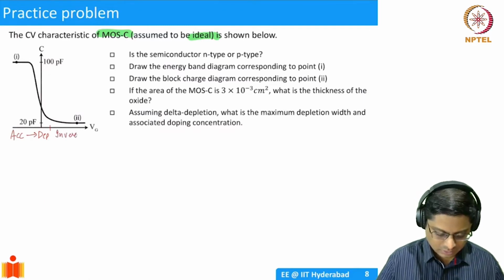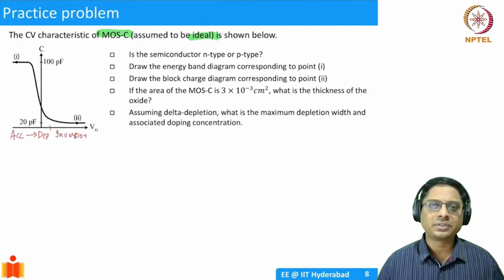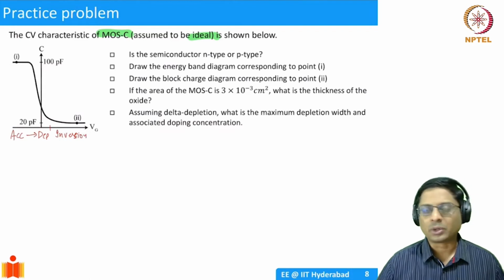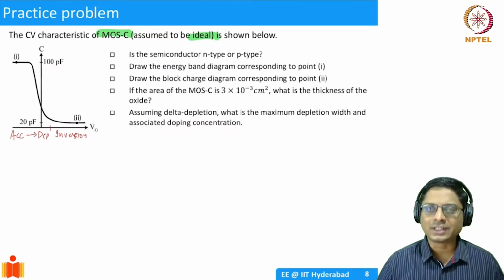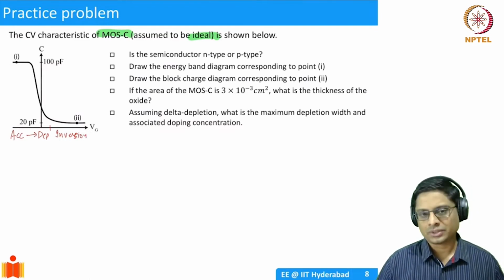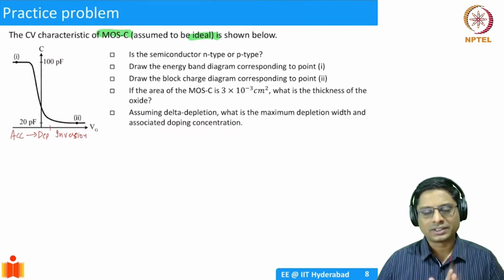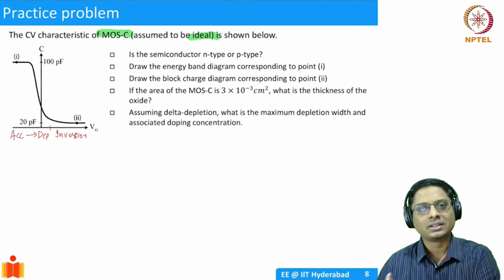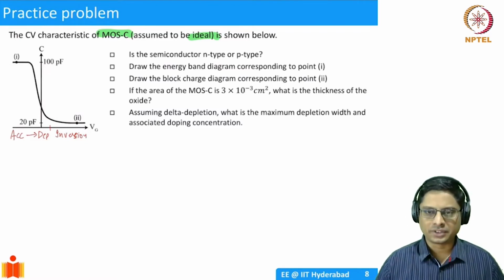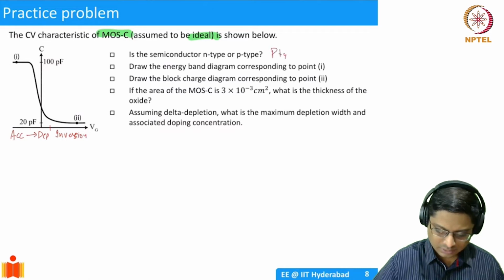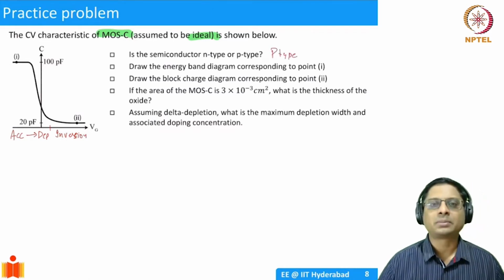So at positive voltages, we are having smaller capacitance. So it looks like it is a P-type substrate, because when you have a P-type substrate and apply a voltage, it creates a depletion region, and then you'll have inversion. So it looks like it's P-type. You need to be able to explain why it is P-type.